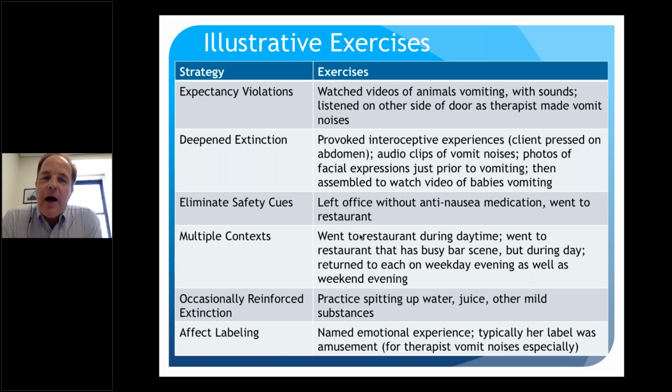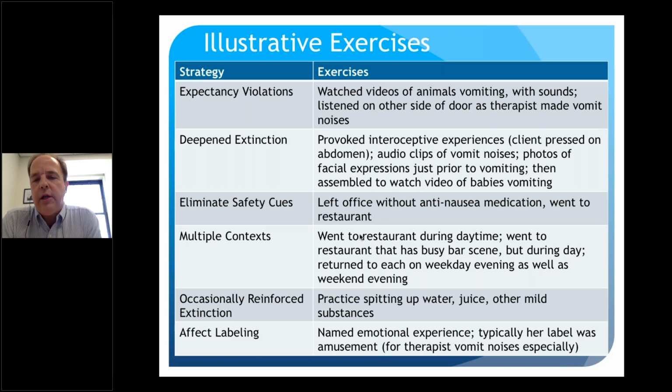Thank you. Deepened extinction. So what we did for that, given her queasy concerns, we did have her practice provoking very mild kinds of GI disruption, which can be provoked through instructing the client in pressing on their abdomen a little bit below the sternum. If the person presses in mildly and does it repeatedly, they can get a little bit of that kind of queasy feeling. So she practiced that several times in isolation.